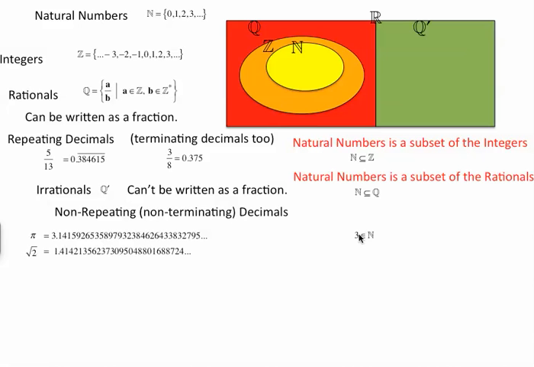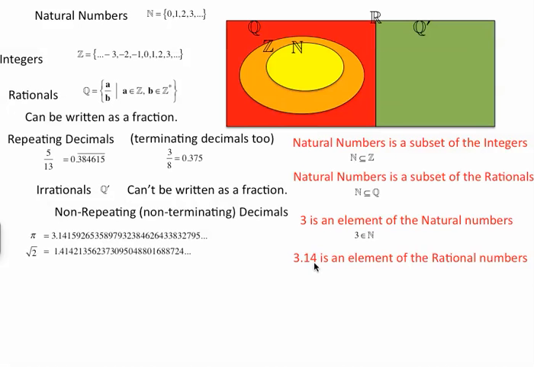Here what I'm saying is 3 is a member of the natural numbers, or 3 is an element of the natural numbers. 3.14, is that pi? No, it's not. This is a rational number because it terminates. It's 3.14, 0 repeating, if you will. So 3.14 is a member of the rationals. Pi is not a member of the rationals. Pi is not an element of the rational numbers, because pi doesn't end.